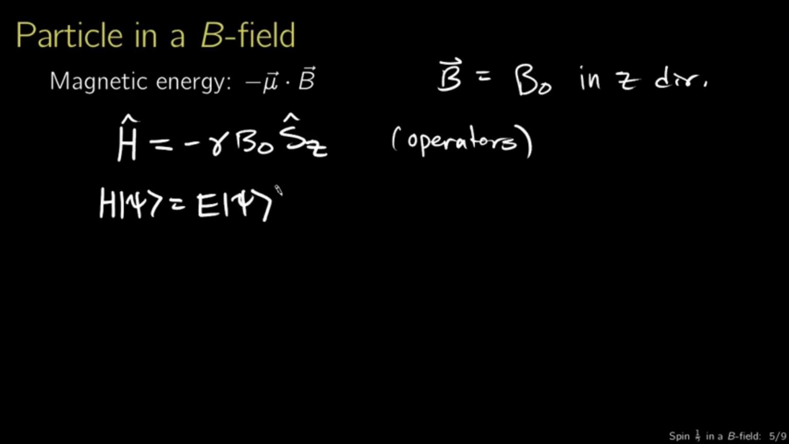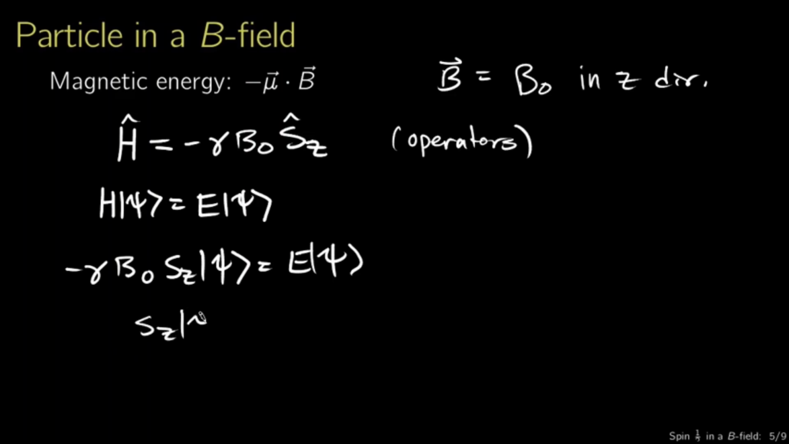Now, H psi is E psi. Well, we know what the Hamiltonian is now. We can substitute that in: minus gamma B0 S sub z psi. If that's going to be equal to E psi, what we have here is an eigenvalue problem. Our operator is S sub z, our state psi, and our eigenvalue: S sub z acting on psi is given by the eigenvalue minus E over gamma B0 times psi.